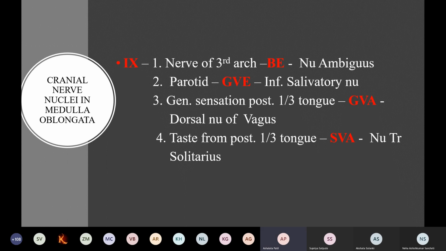And also the general sensations from the posterior 1/3. So general visceral afferent component is there and taste sensation. So all these nuclei which are situated in the medulla, their axons will constitute the 9th nerve and then it will come out through the jugular foramen. So these are the functional components of the 9th nerve.